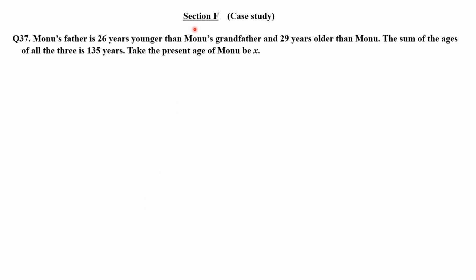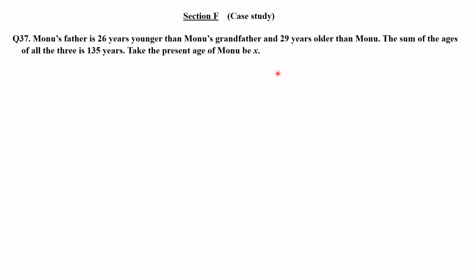Now this is the last section of the question paper. This has a case study question. So question number 36. Monu's father is 26 years younger than Monu's grandfather. And Monu's father is 29 years older than Monu. The sum of the ages of all the three is 135 years. Here all the three means Monu, Monu's father and Monu's grandfather. The sum of all the three persons' ages is 135 years.